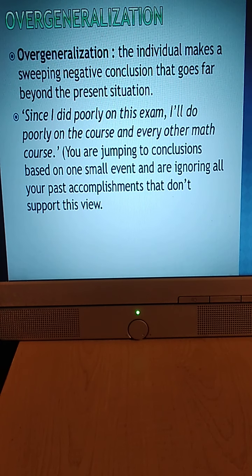Overgeneralization means that the individual makes a sweeping negative conclusion that goes far beyond the present situation. Example, since I did poorly on this exam, I'll do poorly on the course and every other math course. This person is jumping to conclusions based on one single small event and ignoring all the past accomplishments that don't support this view. Illogical thinking once again.